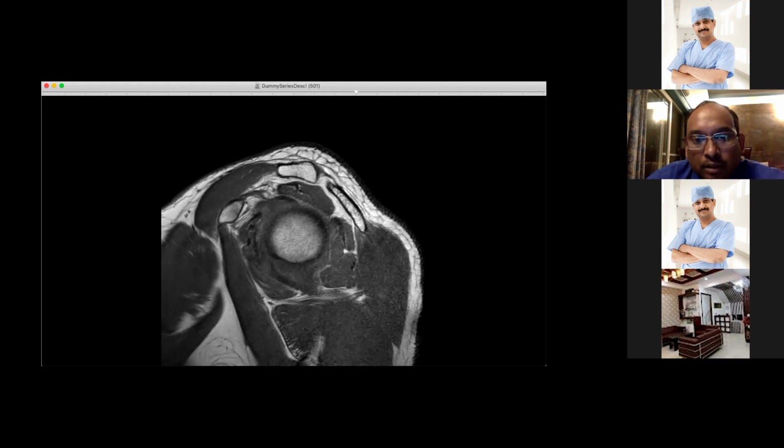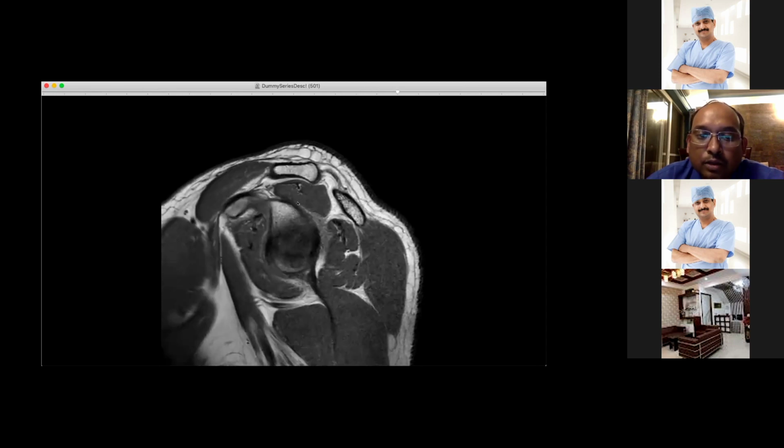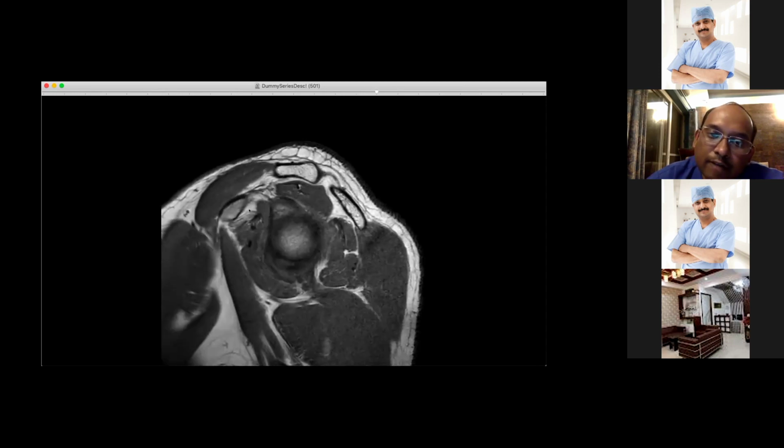Now, if you can differentiate this sequence from the sequence which I showed you previously, where you were able to see that the fat was dark, but here the fat is all bright, even the subcutaneous fat as well as the bone. So this is a non-fat suppressed sequence. So this is basically a T1 sequence. So in this T1 sequence, we see the fat very nicely.